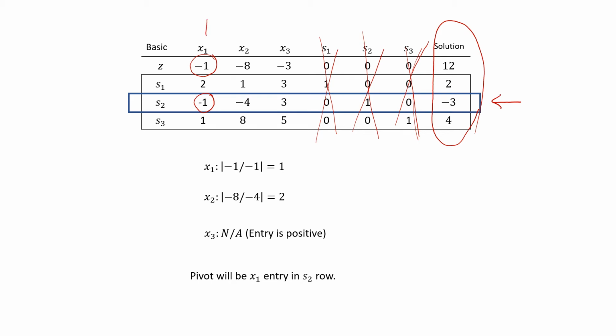Do it for all of the non-basic variables where your matrix value is negative. So for x1, you have -1 divided by -1 gives you a 1. For x2, you have -8 divided by -4 gives you a value of 2. You take the absolute value of it, I should say. For x3, you have a positive number in there. That means you ignore it. So you only look at the negative numbers in the matrix.